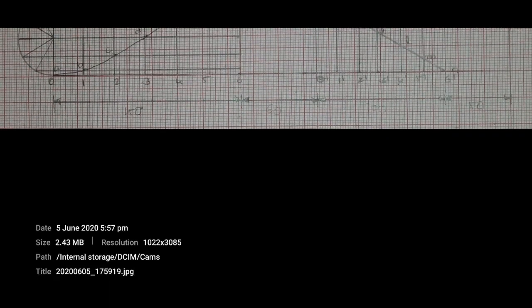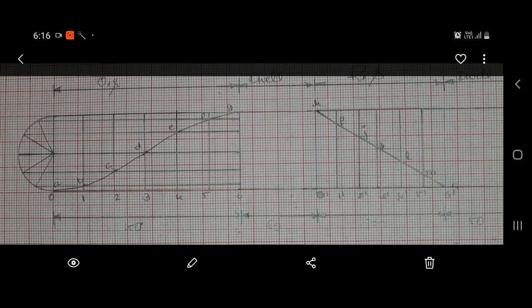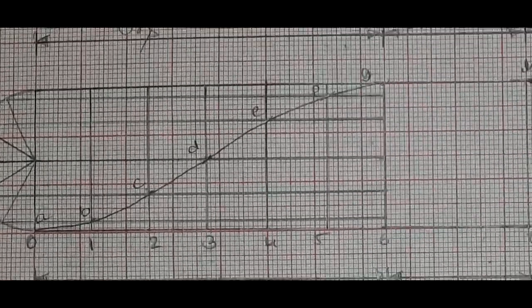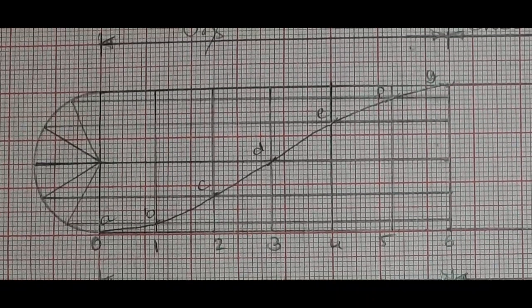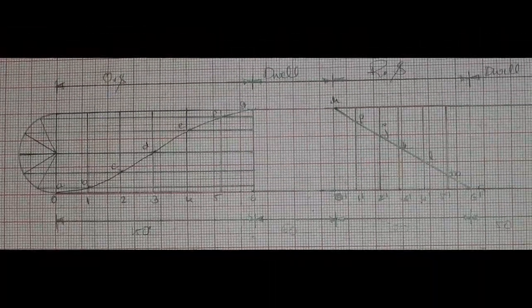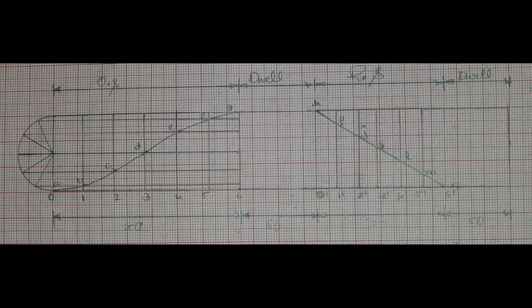Y-axis, how many cubes are we going to get? In the y-axis we are going to get 3 cubes: 1, 2, 3. So the lift of the follower is 30 millimeters, which will take 3 cubes in the y-axis. The angle of displacement is how much? It's 360 degrees, 18 cubes considered in the x-axis.